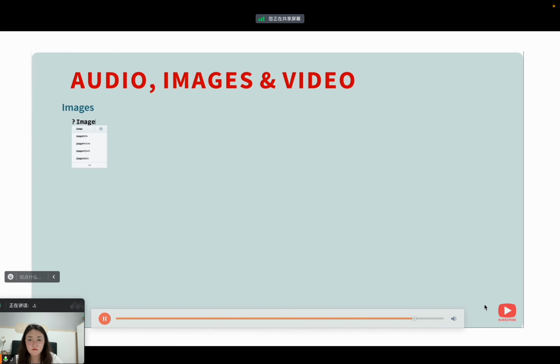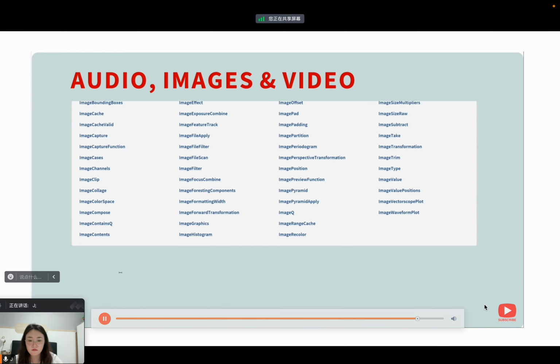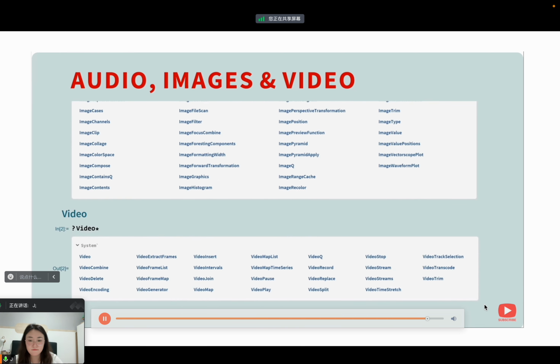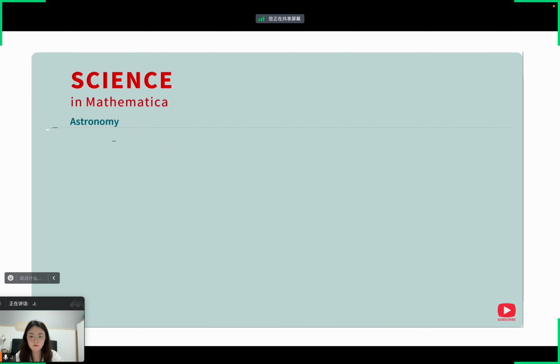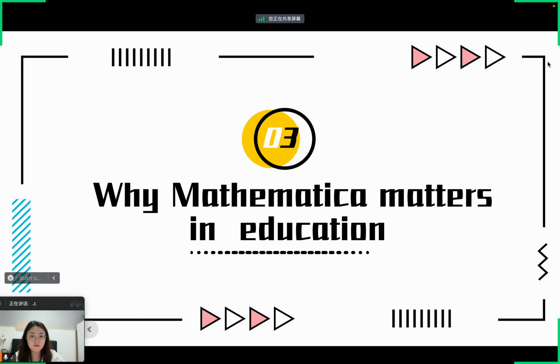There are also functions for working with images. All these audio and image functions can also be used when working with video. After all, a video clip is a sequence of images with a collection of audio tracks. As I said at the beginning, Mathematica is more than just math. It's much more powerful than we think.